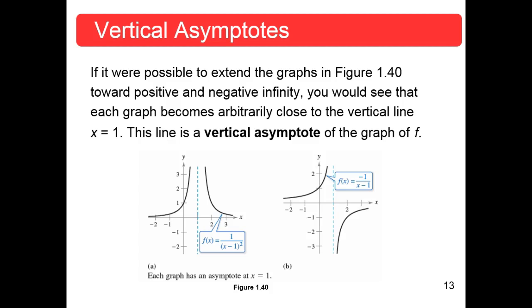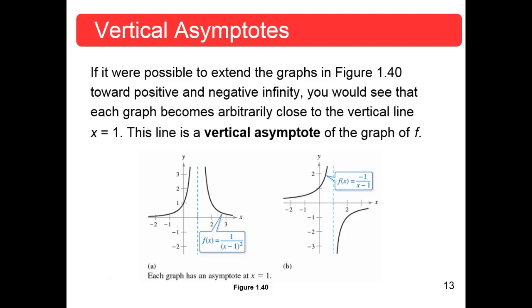I think you've already hit these, and you've already sort of talked about them. If it were possible to extend the graphs that we were just doing, okay, toward positive and negative infinity, you would see that each graph becomes arbitrarily close to some vertical line, x equals 1. That was the value for which the domain was not defined. You cannot have x equal 1 here because the denominator can't be 0. You can't have x equal 1 here because the denominator would be 0.